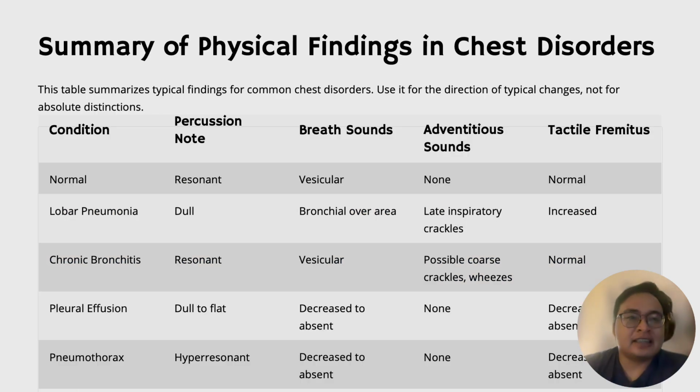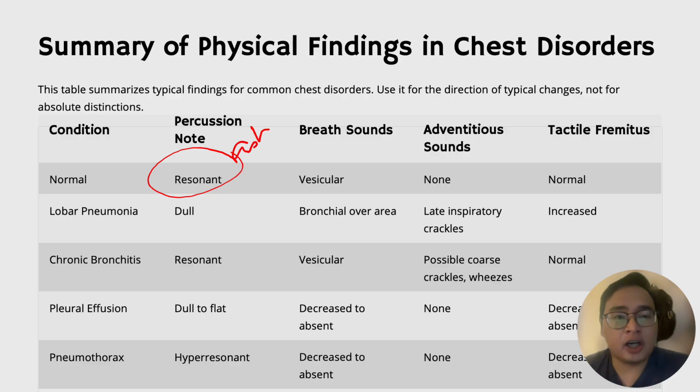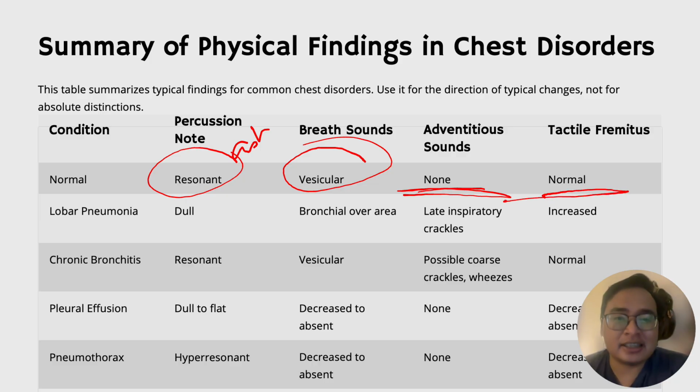But before we end, let's quickly summarize what we've learned today. Let's try to apply it in different conditions. Starting first with the normal findings. With normal findings, percussion is going to be resonant over the lungs because of air. Most of the lungs is going to have vesicular breath sounds. Normally you don't have any adventitious breath sounds. And of course, tactile fremitus is going to be normal, symmetrical, not increased, not decreased.